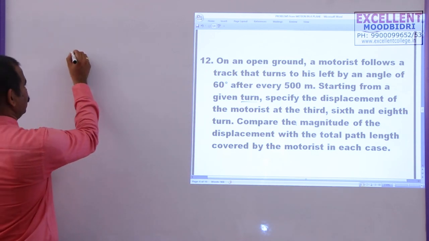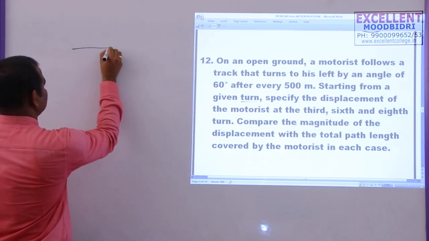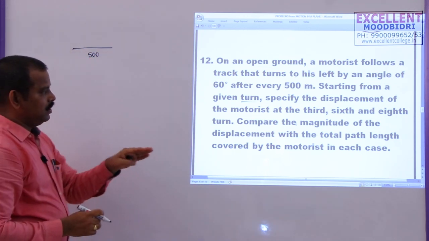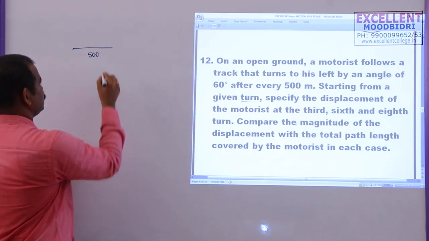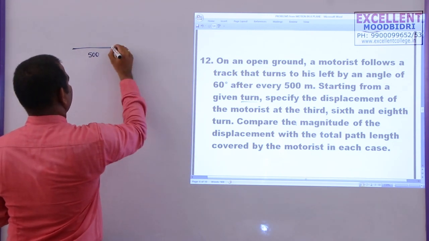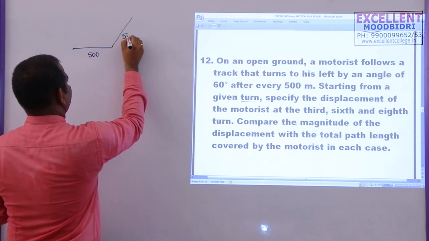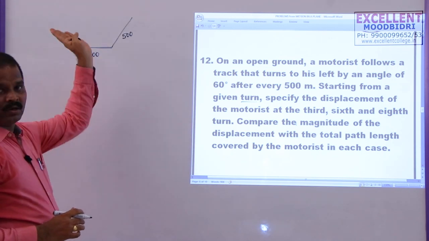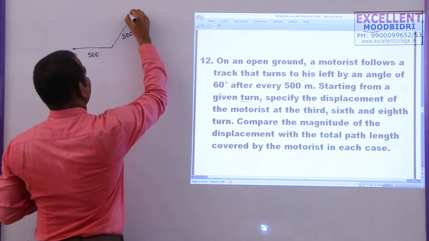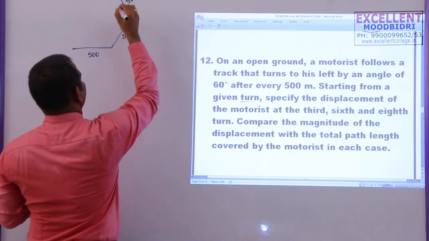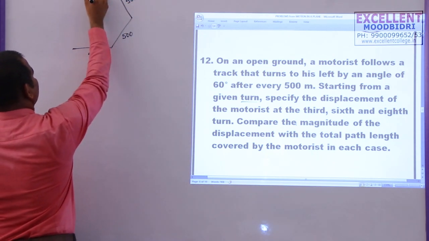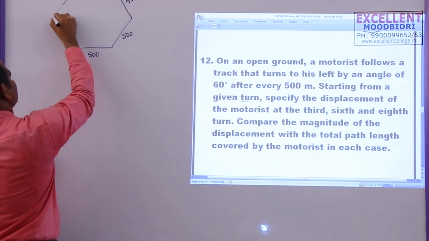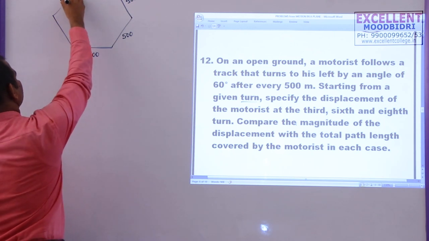So here, in an open ground, a motorist is starting like this. He travels 500 meters. After traveling 500 meters, he turns to his left by 60 degrees. This is 90, this is 60. So this is 60 degrees, and he travels another 500 meters. Then after traveling 500 meters, he turns towards his left again, instead of going straight. This is 500, and then he travels another 500, and another 500 meters, and then he travels like this.